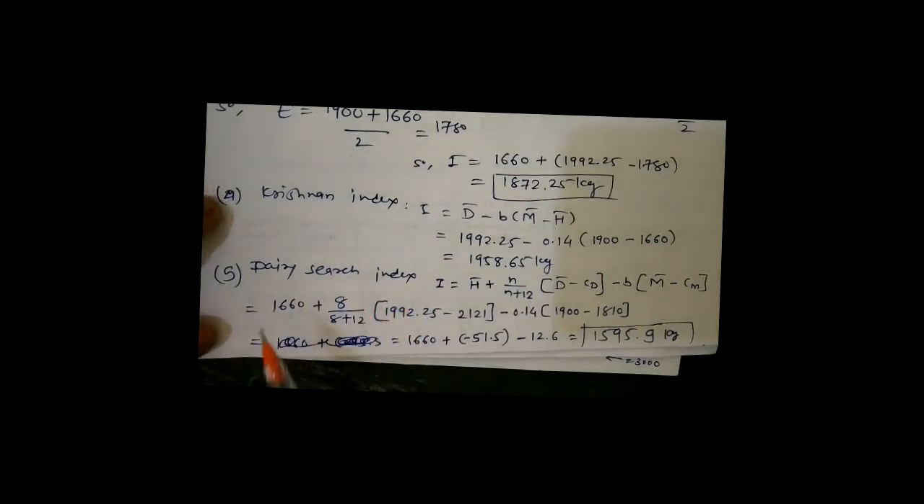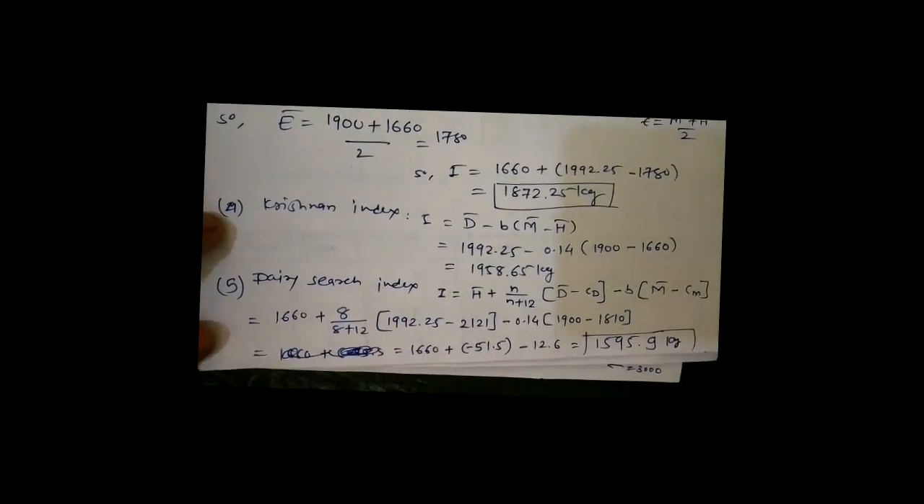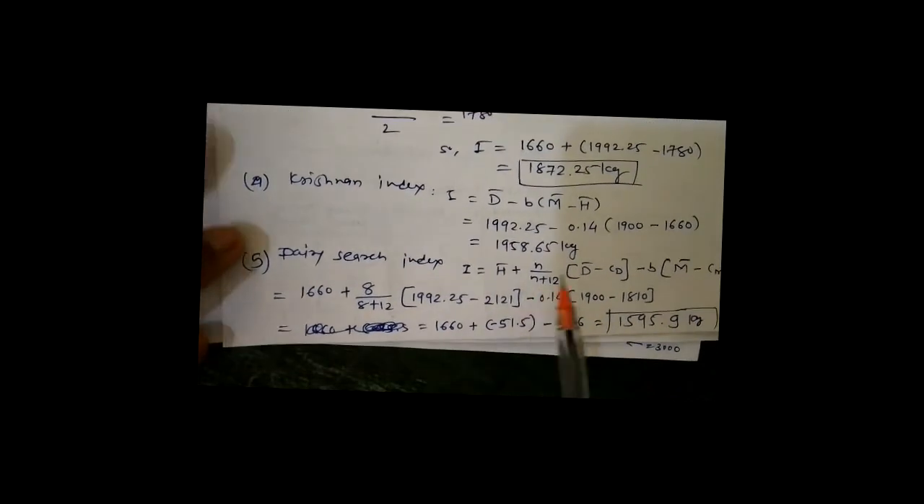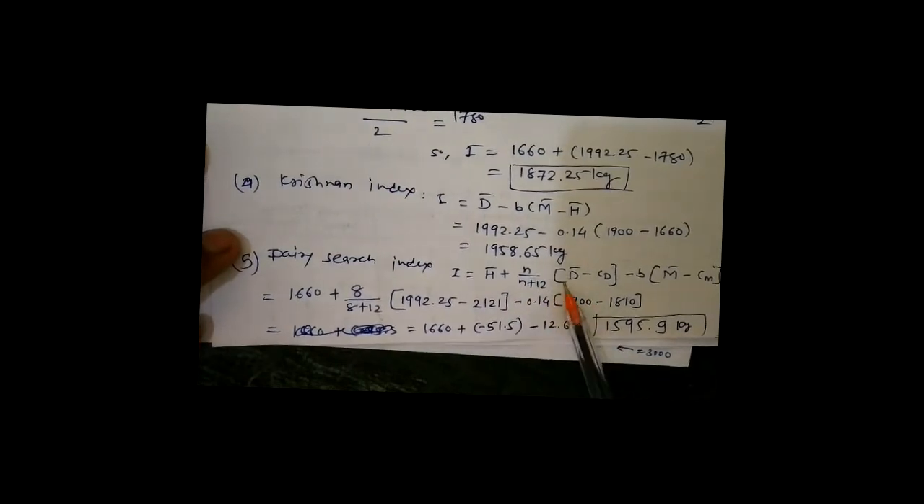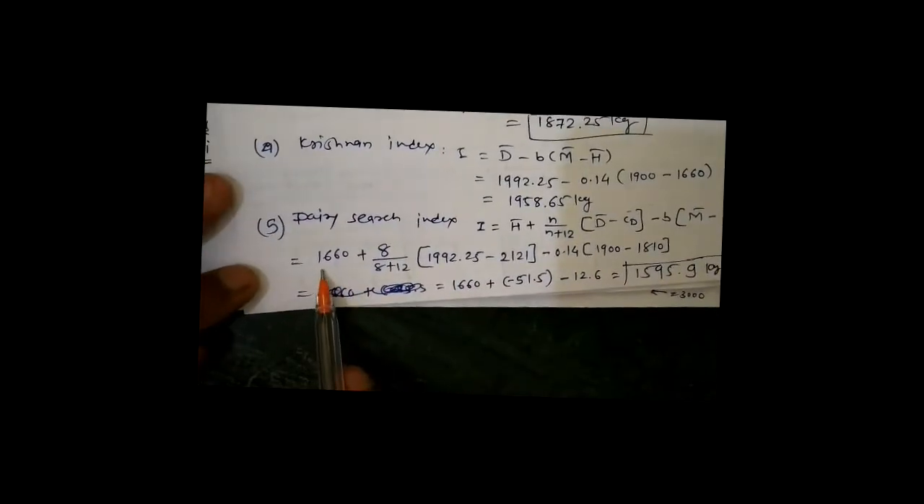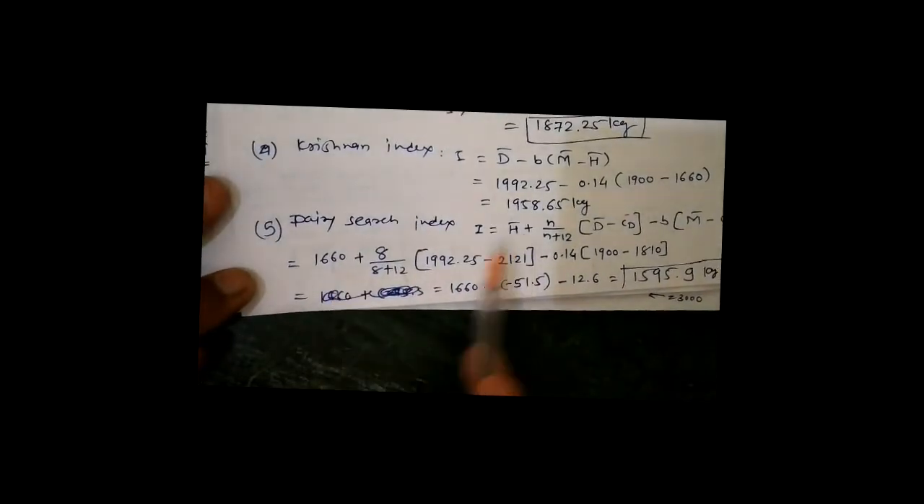And last, that is the dairy search index. We can find out the dairy search index because contemporary daughters as well as contemporary dams information is also available. So I is equal to H bar plus N divided by N plus 12, into D bar minus CD bar in bracket close, minus b into bracket M bar minus CM bar. This CM bar is the contemporary dams average. So here 1660 is the herd average.